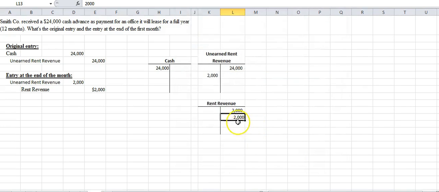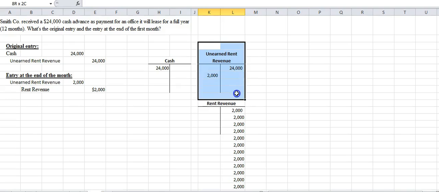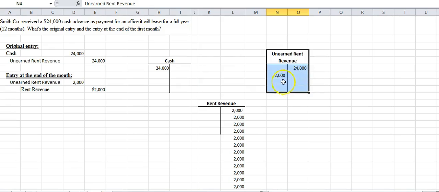So once you do that for 12 months, let's see if this is 12 months. I guess this is 12 months, right? 1, 2, 3, 4, 5, 6, 7, 8, 9, 10, 11, 12. So once you do that for 12 months, you're going to lower this for the full 24,000. You'll no longer have a liability. This will close at zero. Let's move this aside just so that you can see it. So you do 12 here as well, right?